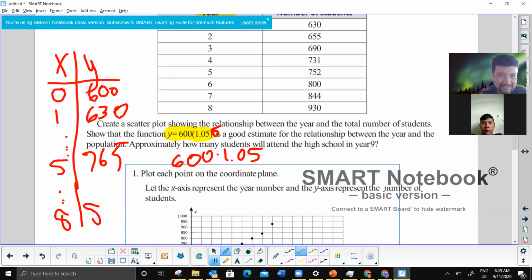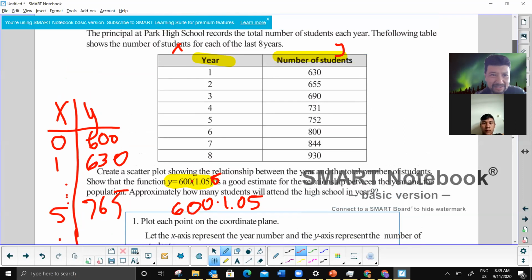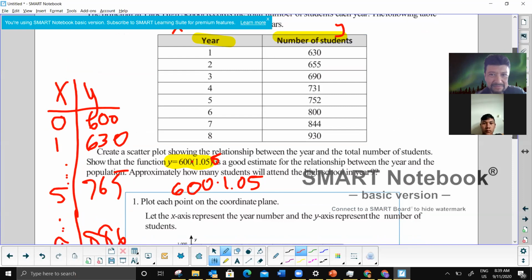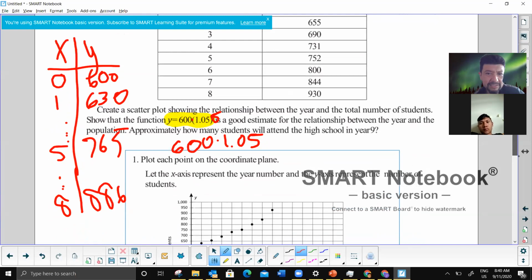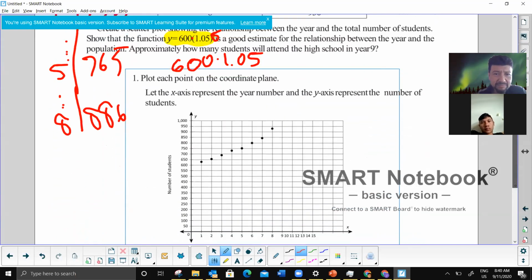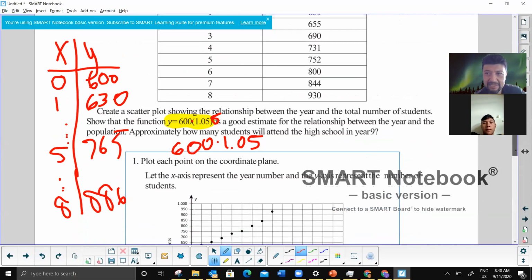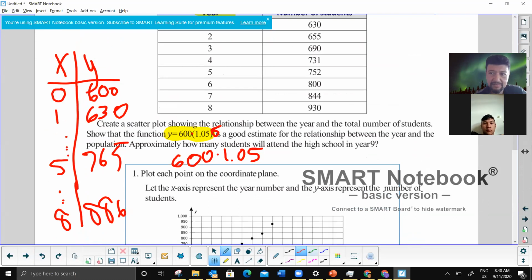So let's go to 886. When I compare these numbers to the ones over here, 600, 630, number 5 was 765, number 8 was 886. That's actually a pretty good match. I'm actually matching that up pretty well. Does it make sense, Marcus? You look at that data compared to mine, and it's actually matching up pretty good. Let's do that.